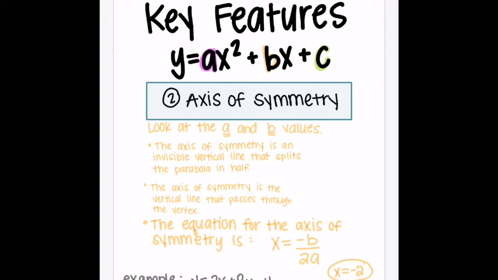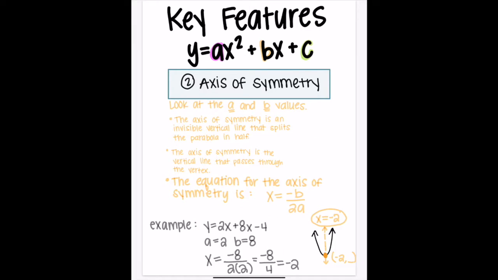The next key feature is the axis of symmetry. The axis of symmetry is the invisible vertical line that splits the parabola in half. If you look at this example down here, we have our parabola, and the axis of symmetry is that vertical line that splits it in half. That axis of symmetry also goes through the vertex, which is something we'll talk about next. It goes through that low point that splits it in half.